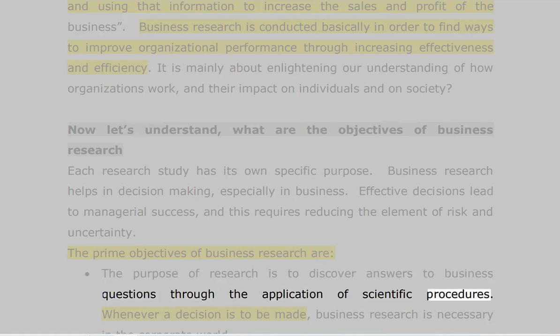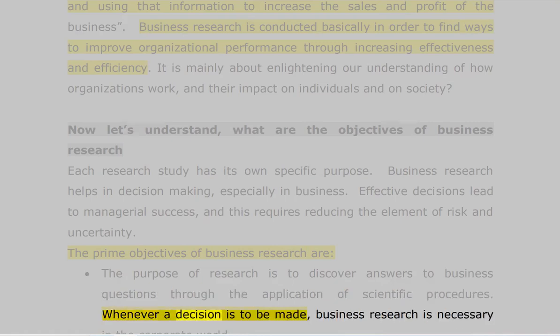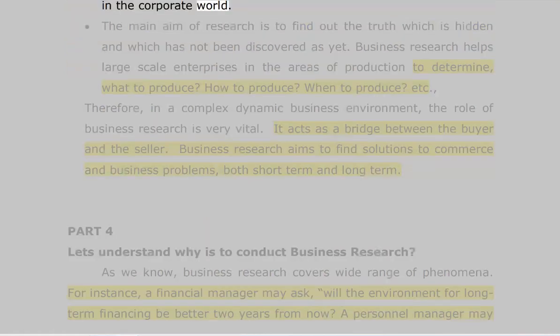Whenever a decision is to be made, business research is necessary in the corporate world. The main aim of research is to find out the truth which is hidden and which has not been discovered as yet. Business research helps large-scale enterprises in the areas of production to determine what to produce, how to produce, when to produce, etc. Therefore, in a complex dynamic business environment, the role of business research is very vital.